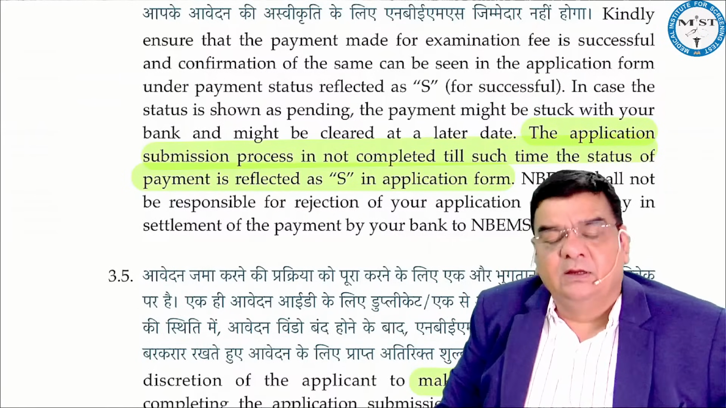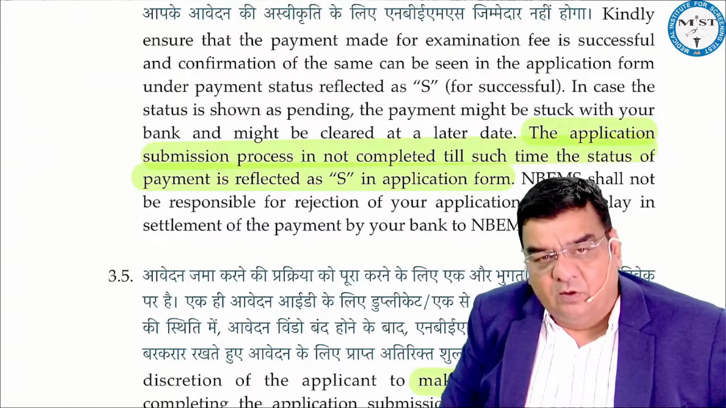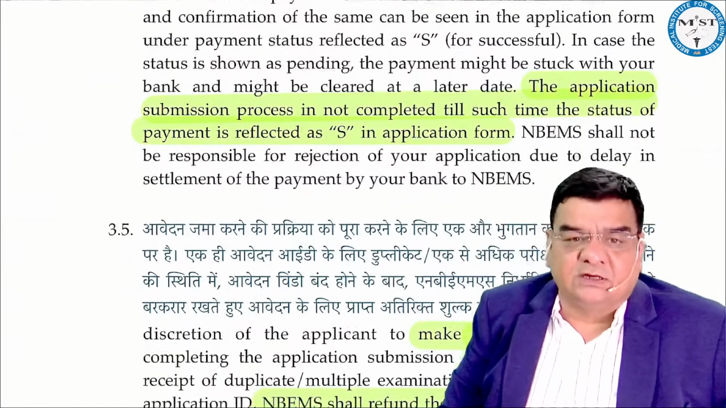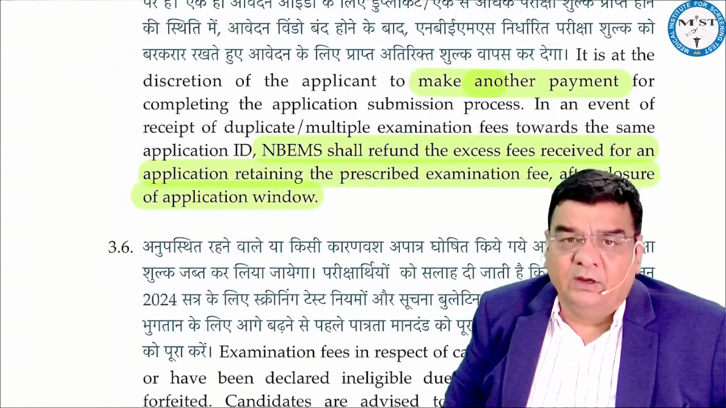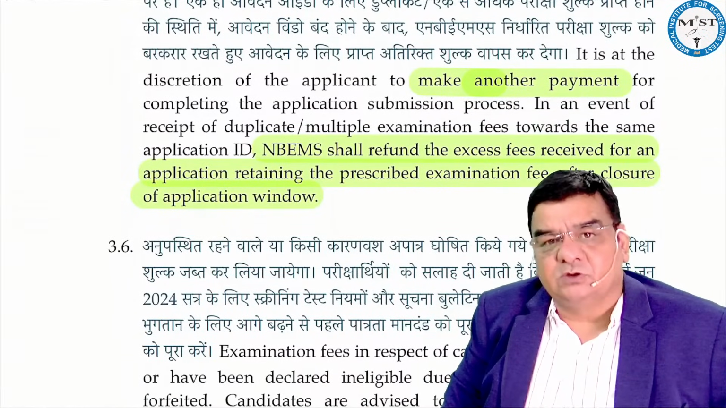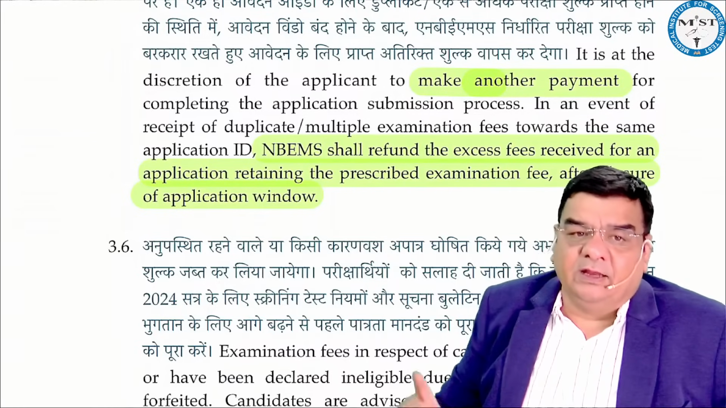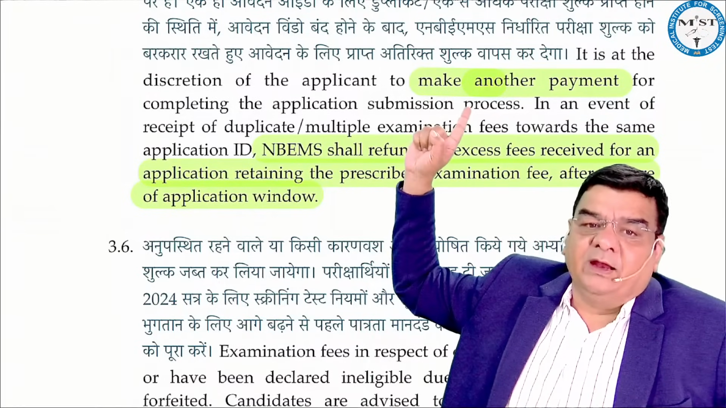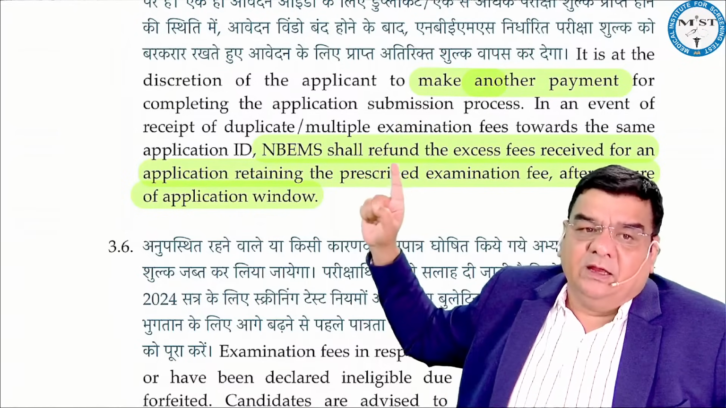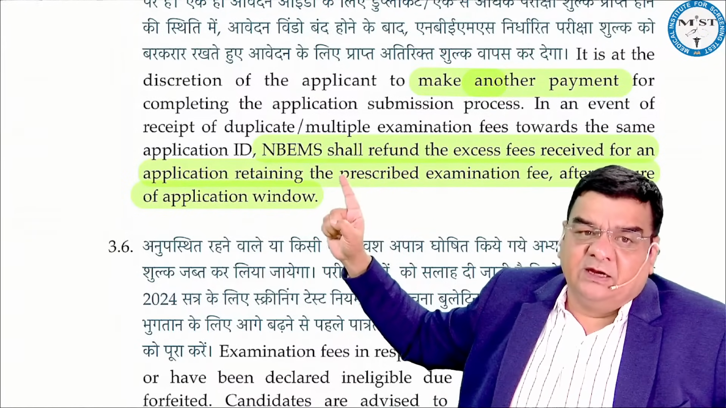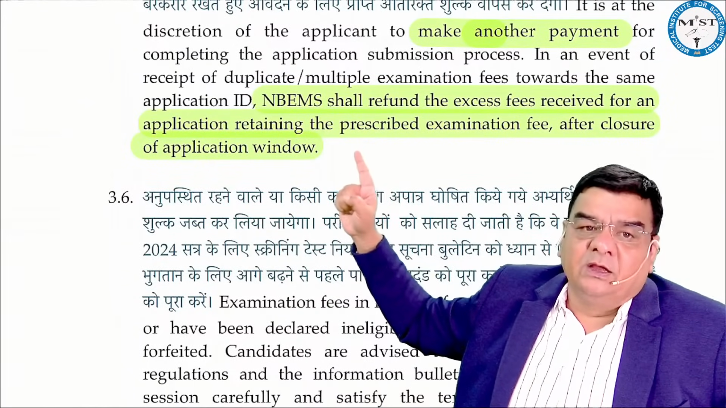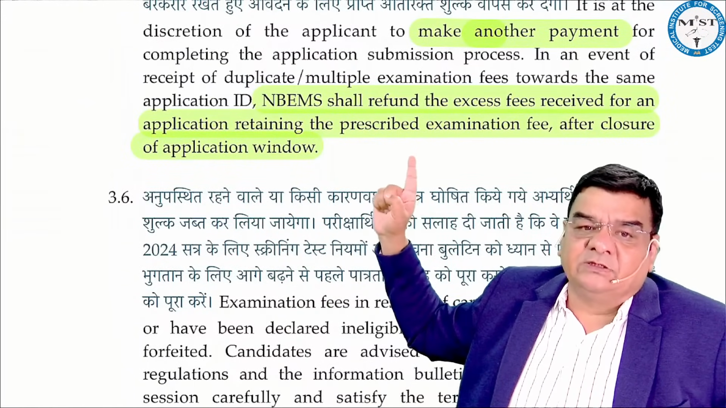Generally, we have seen that within a few hours or maybe by 24 hours, these payments are cleared and the status is successful. However, if even after 48 hours you feel that the payment status is not showing successful, beta, then you can make another payment for completing the application submission process. In this case, NBMS has clearly written that they shall refund the excess fees received for an application, retaining the prescribed examination fee.